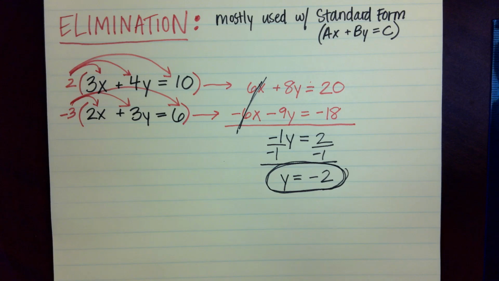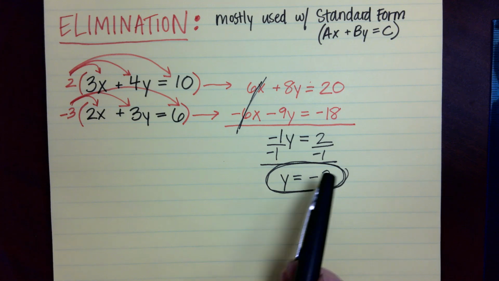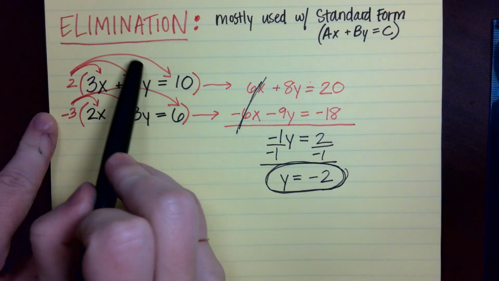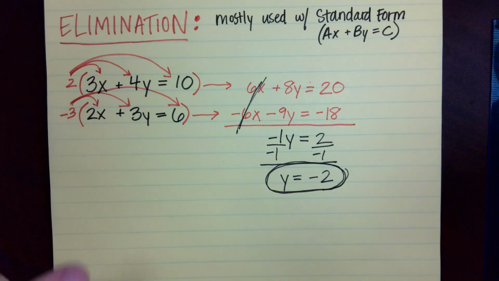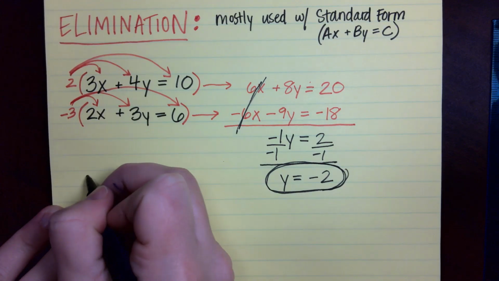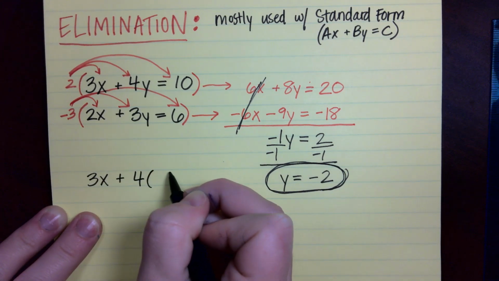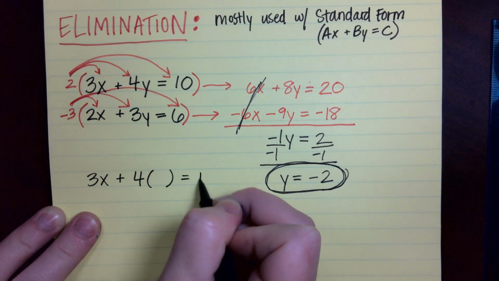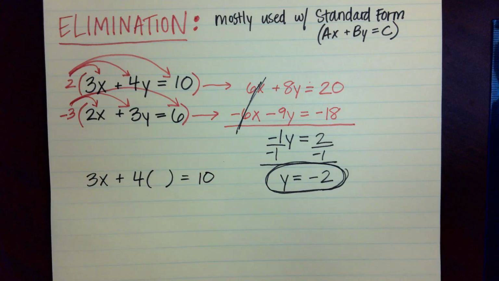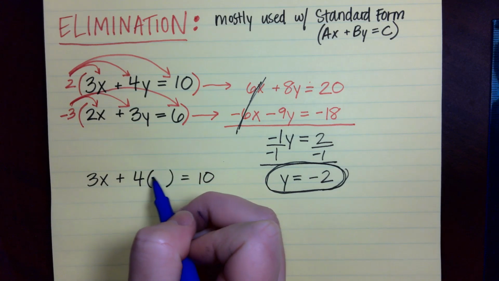Now guys, we have a value for y. What can we do with that? We can plug it into one of our first equations. Yes, we can. We can just take this negative 2 and put it inside of one of these. Which one do y'all want to do? Top one. All right, let's do it. So I've got 3x plus 4y equals 10. My y is negative 2, so I'm going to put that in.